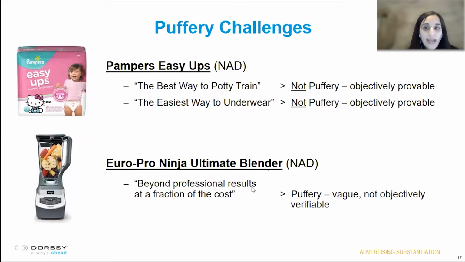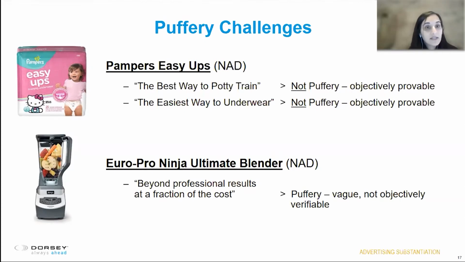Another NAD case where the NAD did find that the claim was puffery: beyond professional results at a fraction of the cost, in relation to a blender. What does it mean to be beyond professional in terms of a blender? I have no idea. And if you're walking around saying, I have no idea what that even really means, it's so vague, how could you ever prove it? You know, it's kind of good evidence.